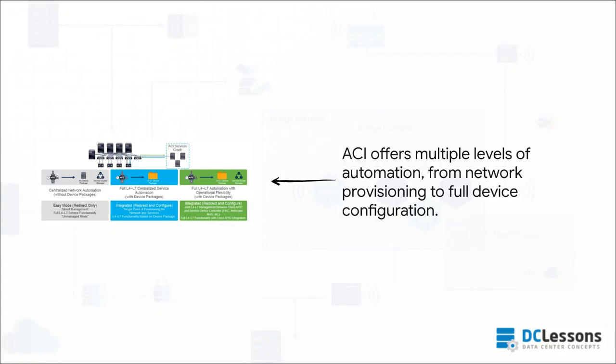On the far left, you've got unmanaged mode, which is very hands-off. ACI just sets up the network path. But as you slide to the right, ACI gets more involved, all the way to where the ACI controller, the APIC, is actually configuring the service device itself.